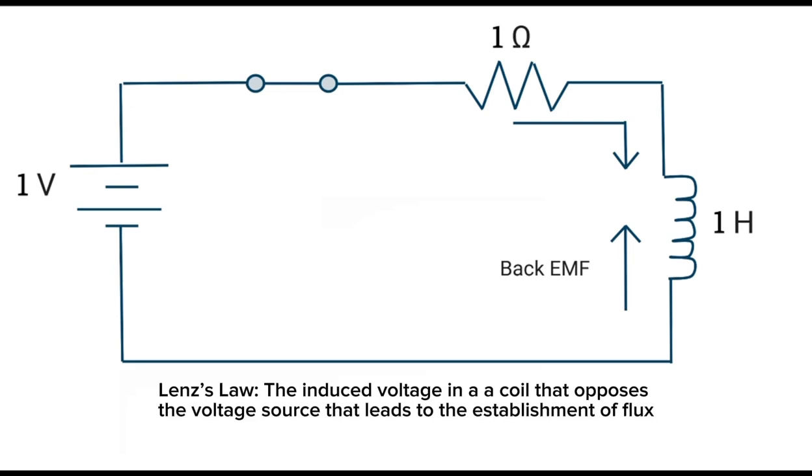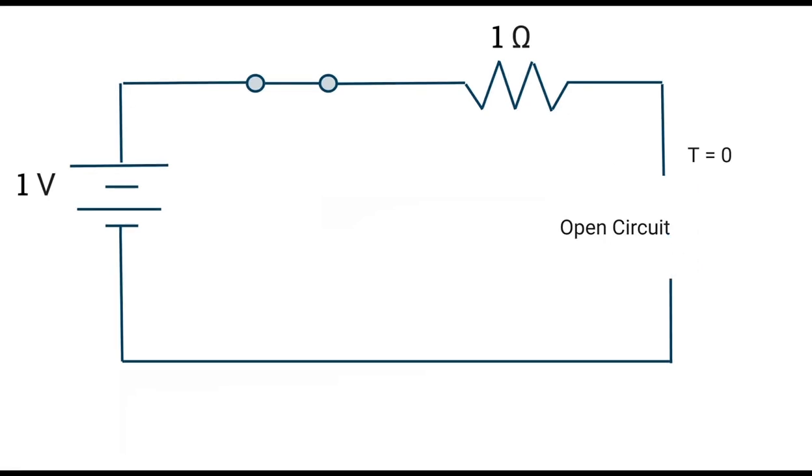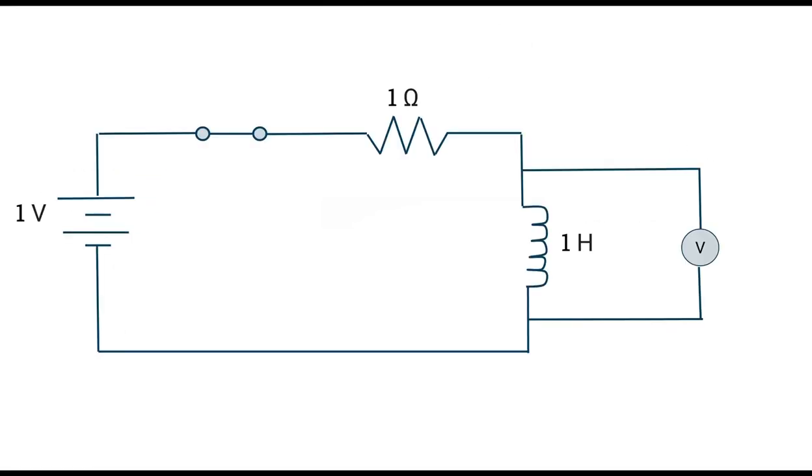establishment of the flux. At this stage, with the switch closed at t equals 0, the inductor blocks the current flow, so it will look like an open circuit. If we were to place a voltmeter across the inductor, it would read full voltage, or 1 volt, as there is no voltage drop because there is no current.